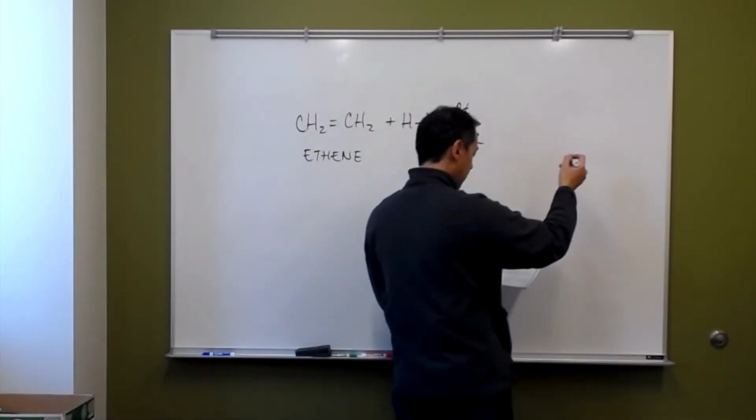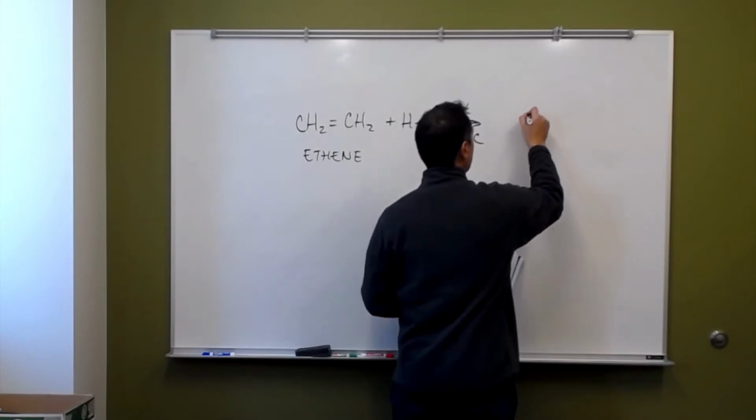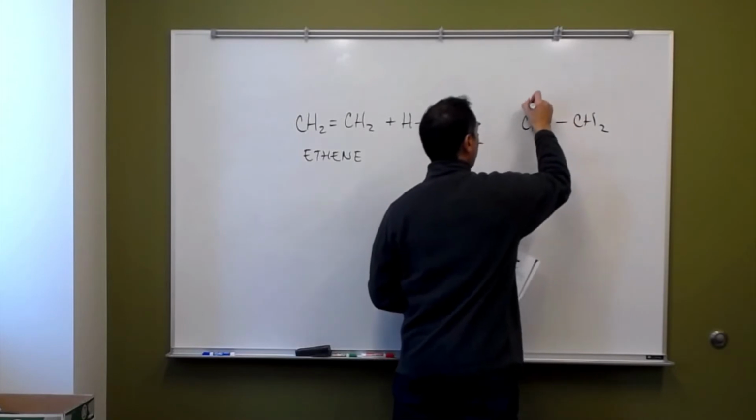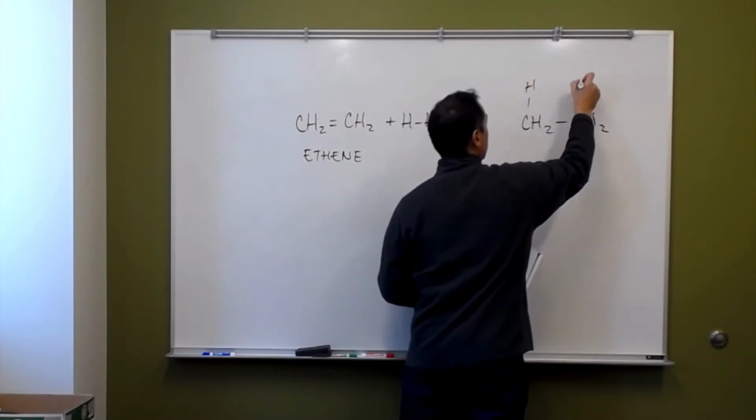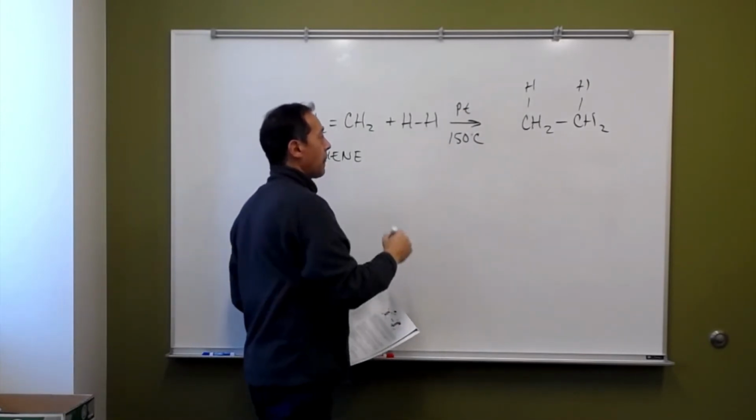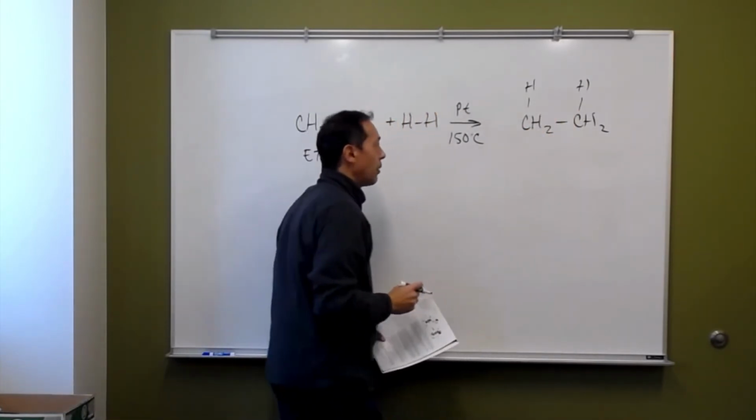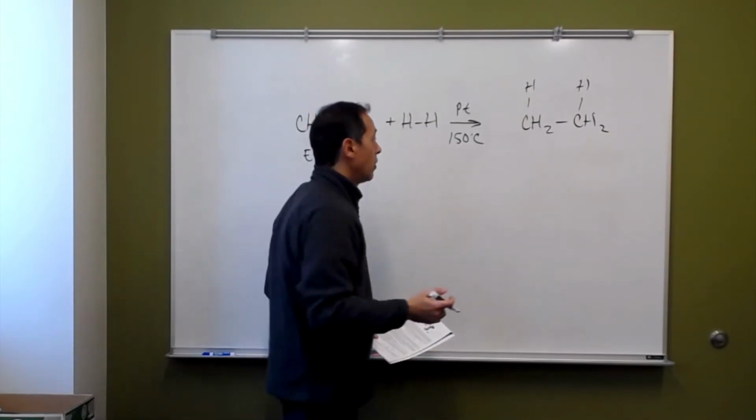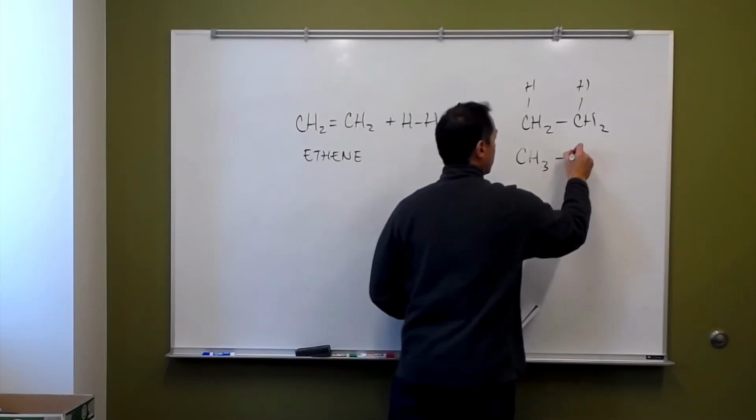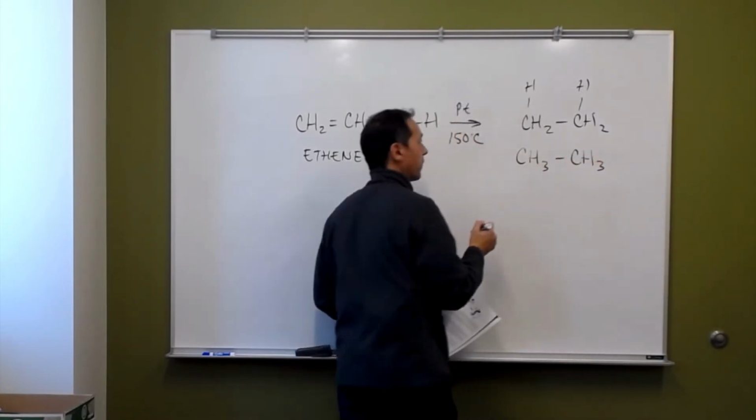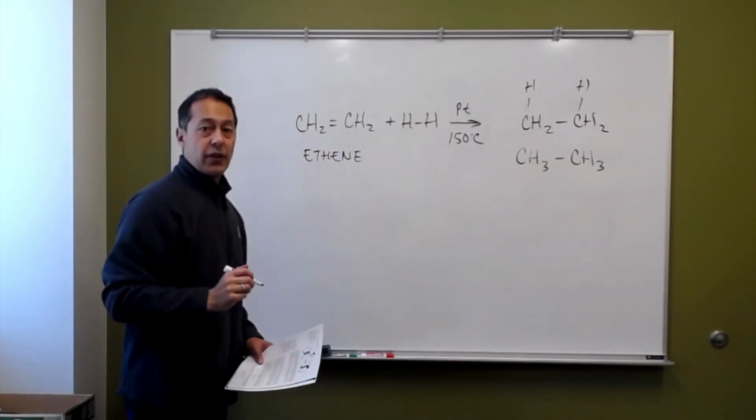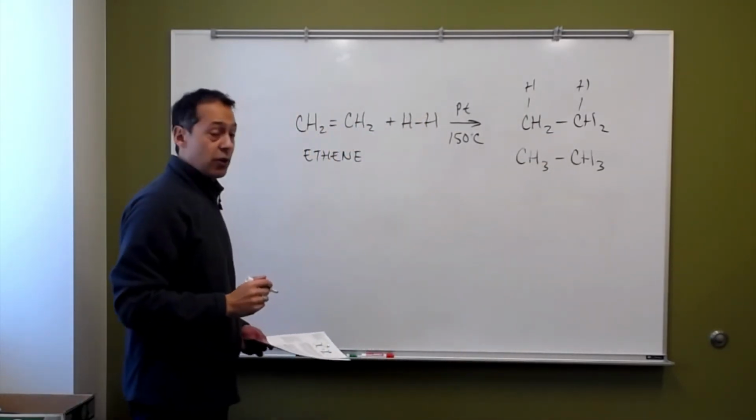And so then we end up with CH2, CH2, and we've added a hydrogen to each one of these by breaking this apart. We broke that double bond. And we could rewrite this now as CH3, CH3. So we've got 3 hydrogens around each one of those carbons. Now that's a hydrogenation reaction.